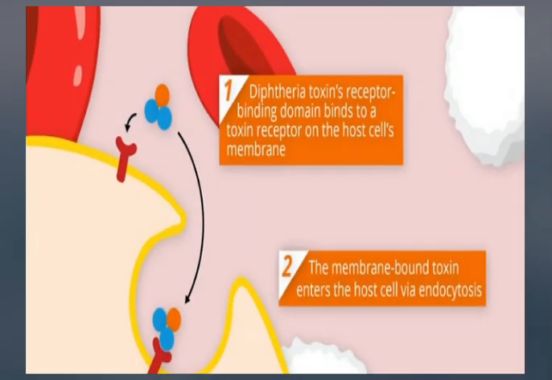Now, how does this toxin actually work? First, the receptor binding domain of the toxin attaches to a specific receptor on the host cell's surface. This binding is the crucial first step, allowing the toxin to enter the cell. Then, the toxin receptor complex is internalized by the cell through endocytosis, essentially engulfed by the cell membrane. This process sets the stage for the toxin to disrupt normal cell functions.